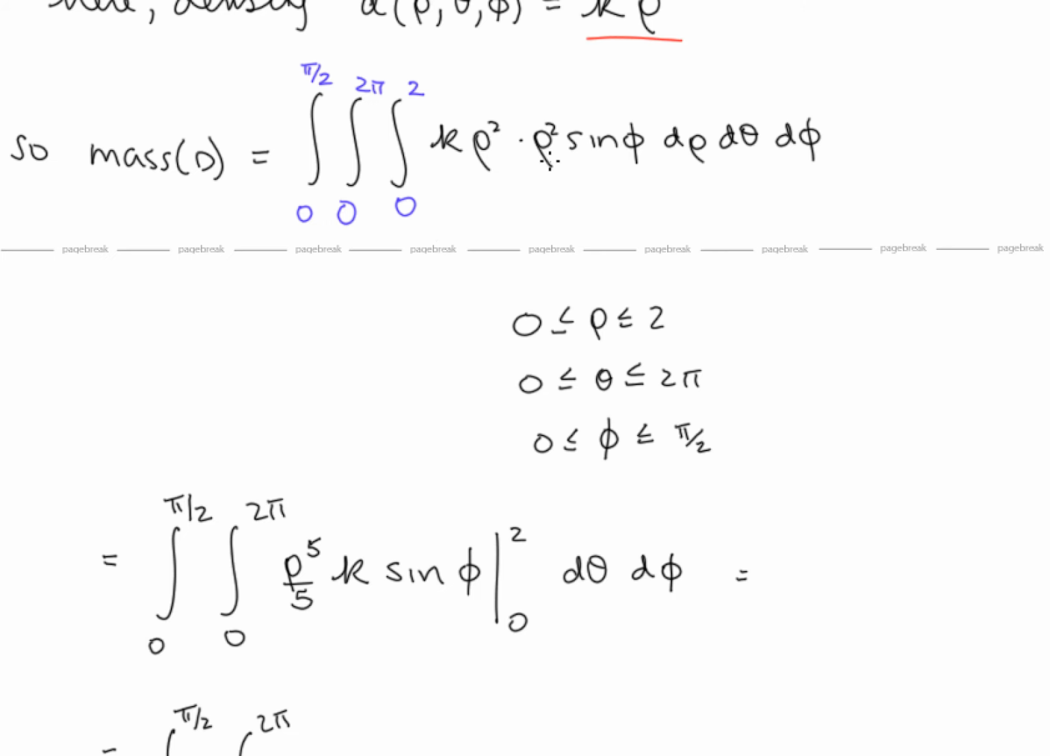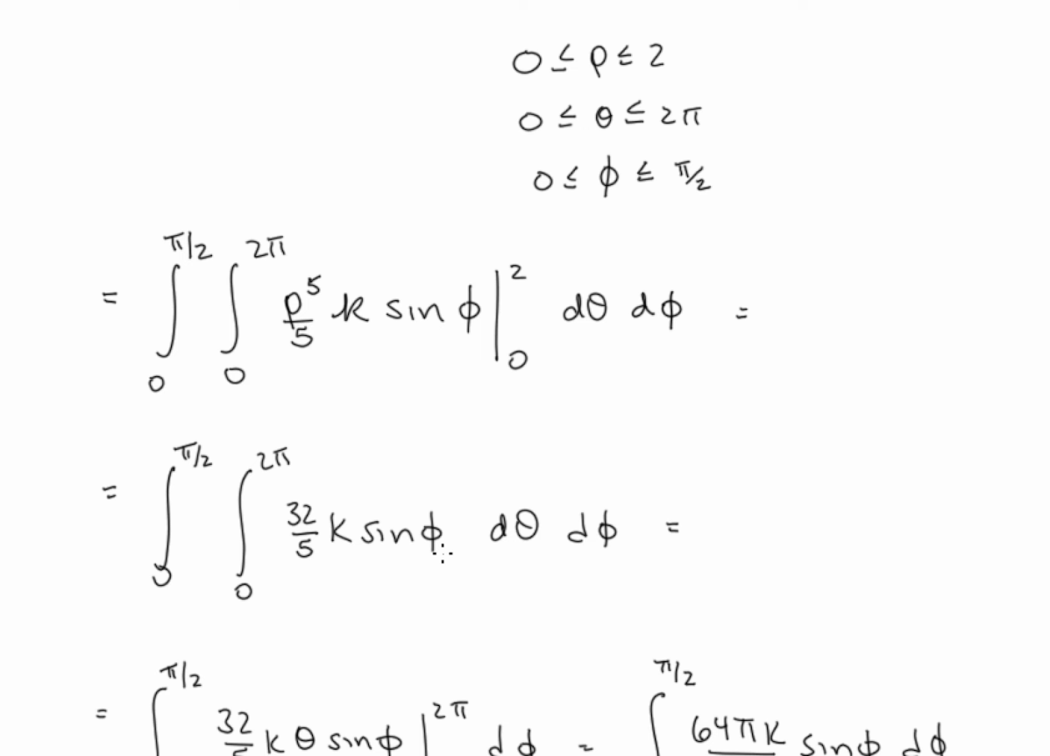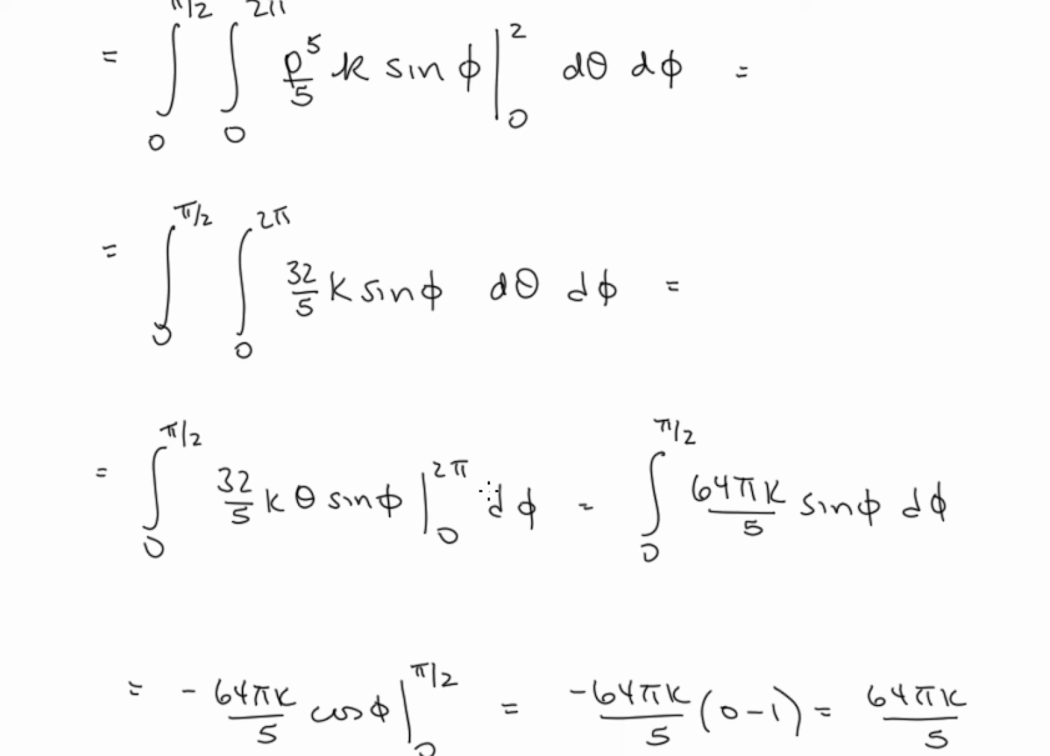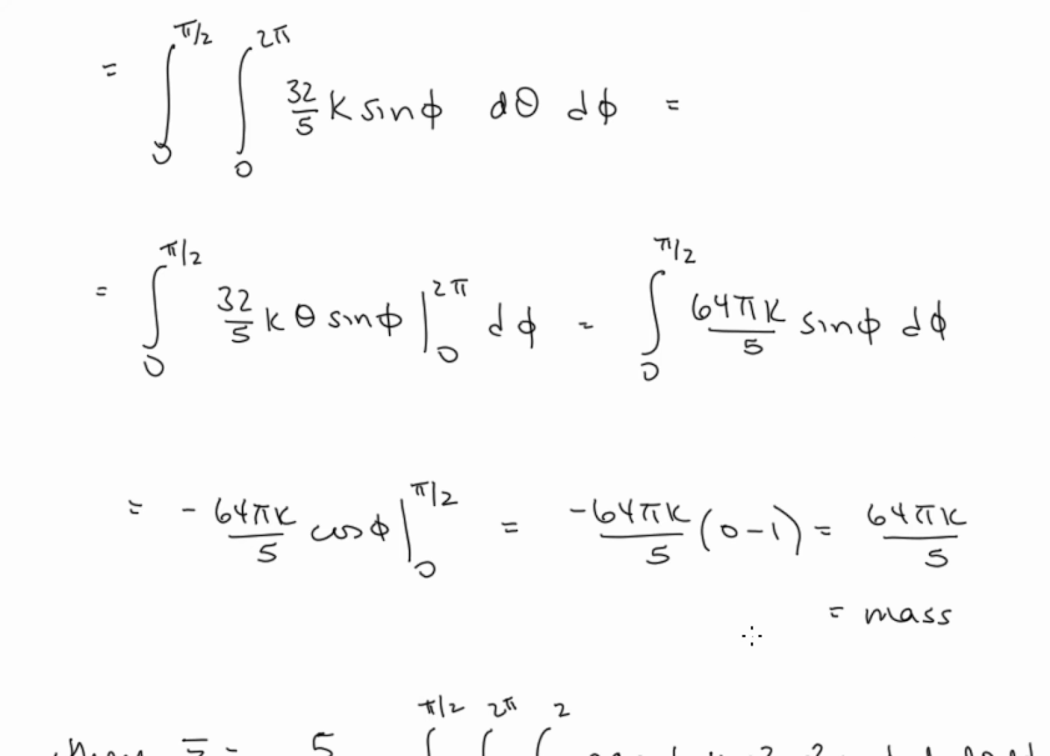And combining here, we have rho to the fourth, right? We have k rho to the fourth. And integrating is going to give us rho to the fifth over 5 times k sine phi. Plugging in our bounds gives us 32/5 k sine phi. Integrating this on theta just makes this all a constant times theta. Plugging in those bounds, 64 pi k over 5 times sine phi. And integrating on phi, we get 64 pi k over 5 as the mass of our hemisphere.